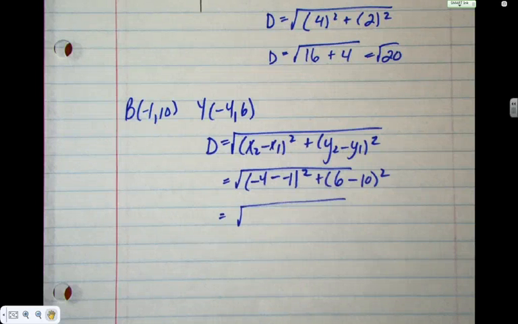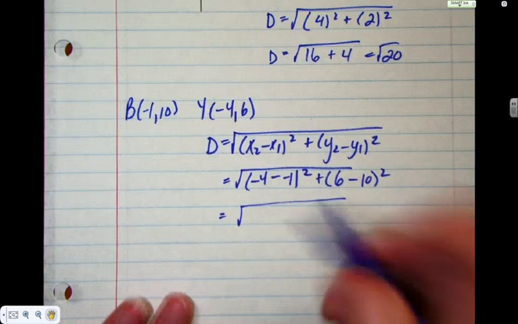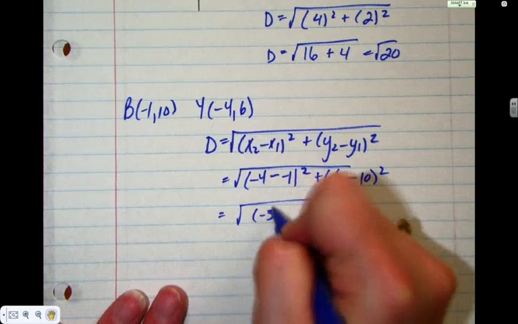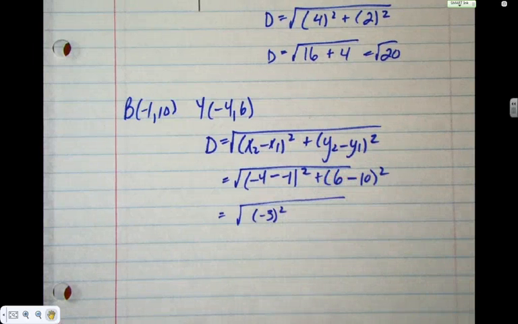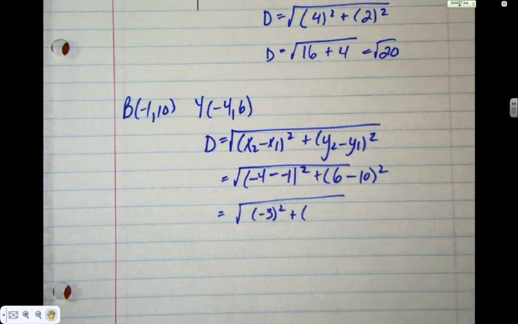So within the brackets, we have minus 4 minus minus 1. Minus 3. And the second pair of brackets, 6 minus 10.